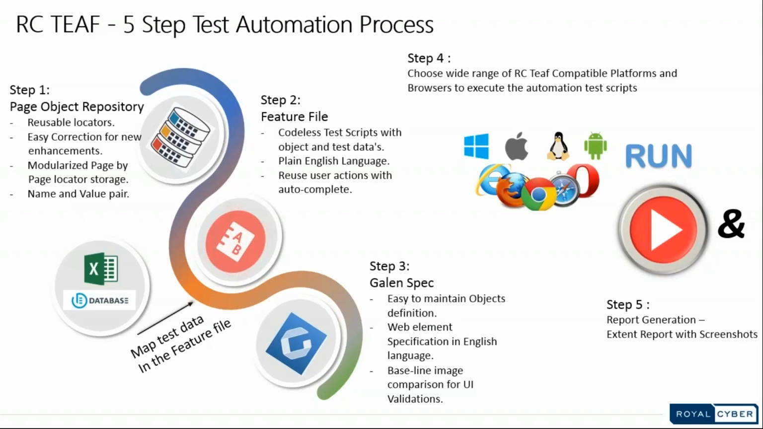So we follow a 5-step test automation process to simplify the overall experience. When working with web applications or any applications, the automation framework has to interact with the UI elements, and these UI elements are unique to each application. So the first step would be to capture and have the UI elements as a single repository.